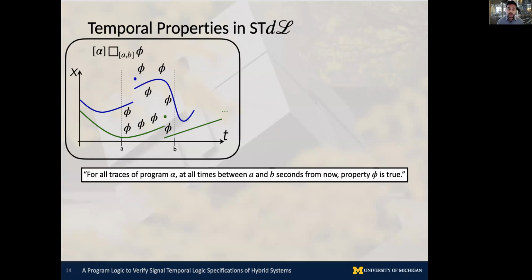Let us now take a closer look at the kinds of temporal properties that we can express over traces of hybrid programs using our program logic STDL. First up, we have, as promised before, box alpha, box AB phi, which as a reminder says that for all traces of the hybrid program alpha, at all times between A and B seconds from now, this property phi evaluates to true. If we look at the figure on the slide, note that all traces of alpha, in this case it's only two traces, both satisfy phi at all times between A and B of their execution.